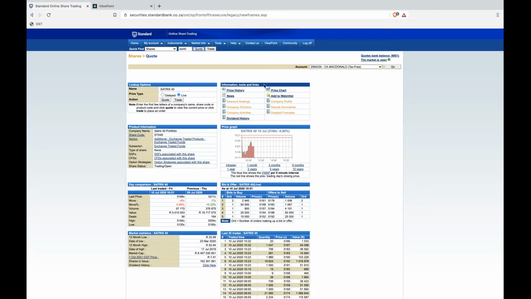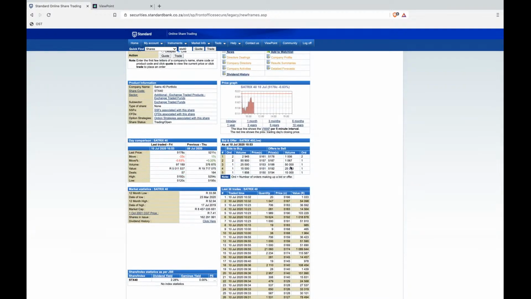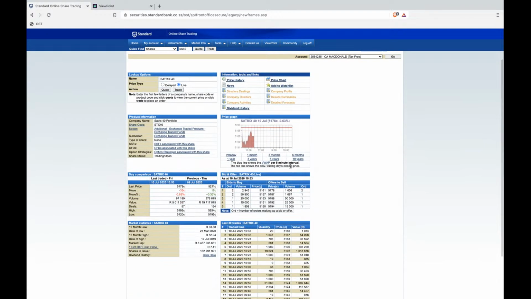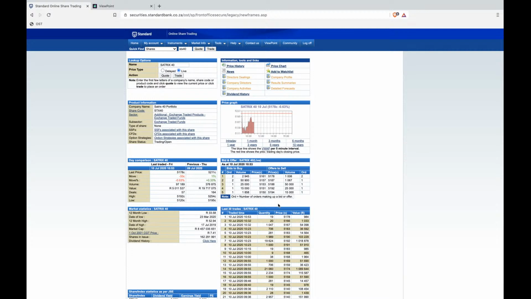And my concern is that I get traded out at a bad price. But even here, this is now a delayed price. No, it's not going to show delayed, is it? Because I'm on live throughout. But pretend this is a 15-minute delayed price.